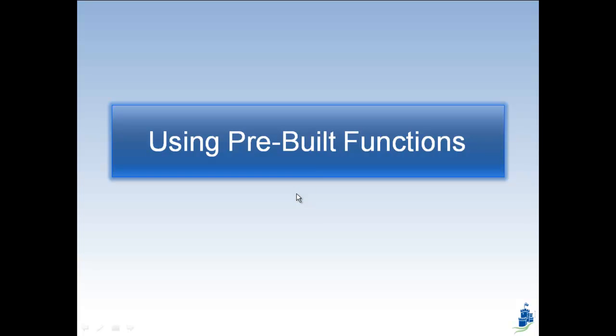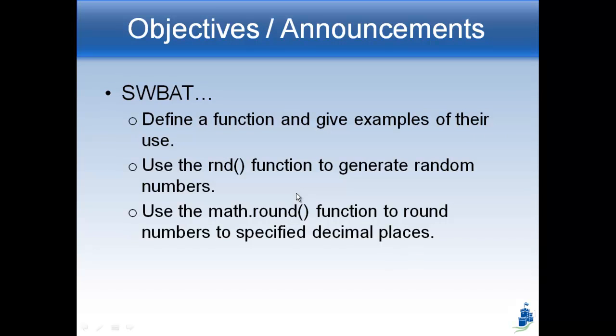All right, folks, today we're going to be learning about functions a little bit more. Specifically, we're going to be talking about pre-built functions, the functions that VB, Visual Basic, already has programmed into it, so you don't have to write your own. To do that, we're going to learn how to define a function and give an example of how they're used. We're going to learn about two specific functions. One's the Rnd function, RND, to generate random numbers, and the Round function, Math.Round, that's going to help us to round numbers.